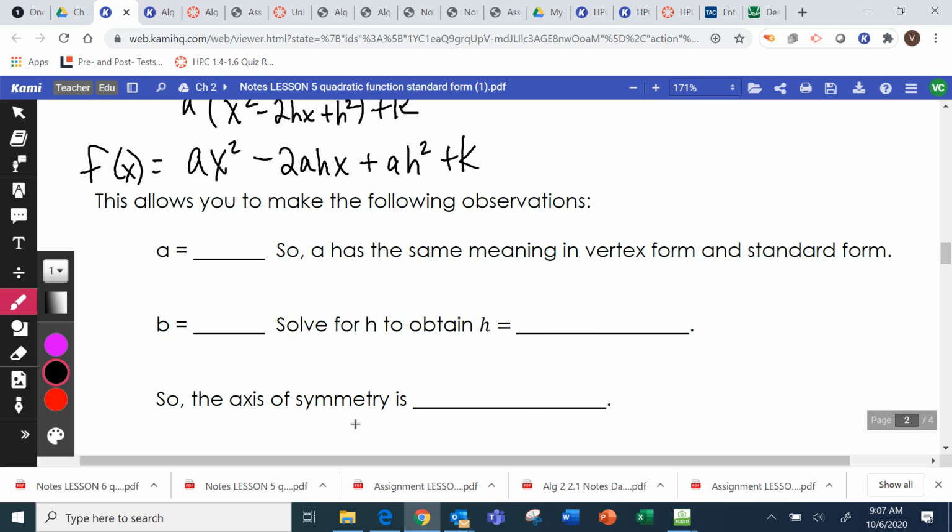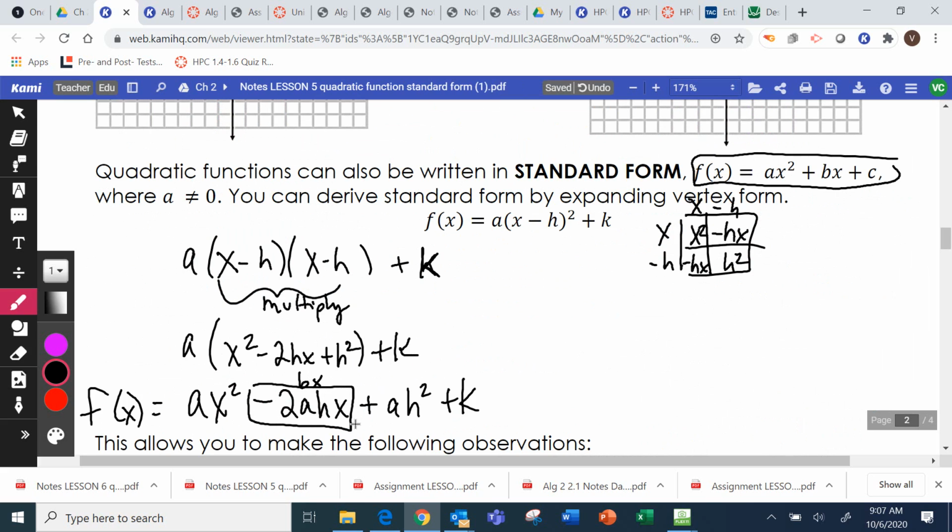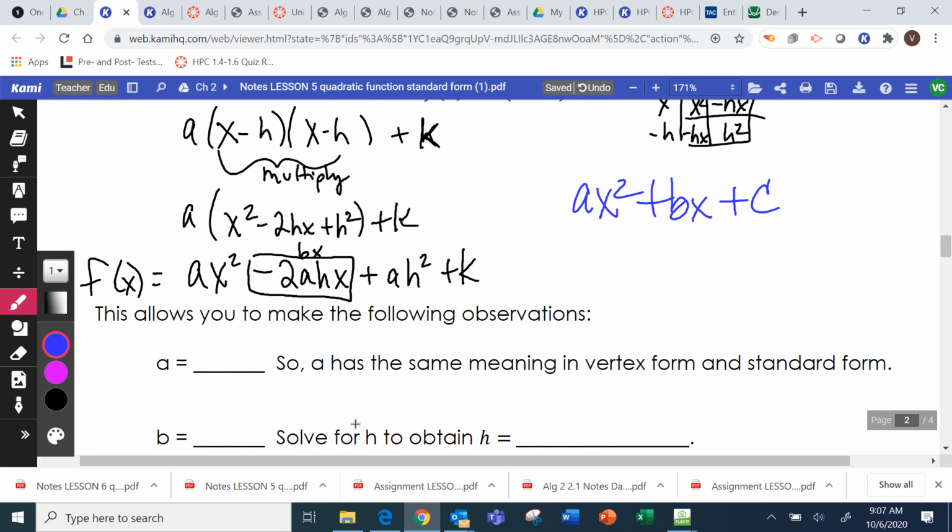The b is this term right here. This is bx in the new form. I'm sorry, I don't even know if I said this out loud. Let's do this here: ax squared plus bx plus c. And so this middle term with just the x is the bx from here. These match up.